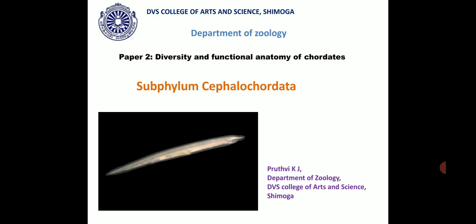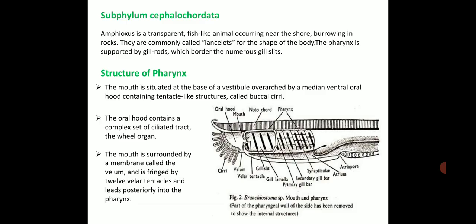Today we are discussing the subphylum Cephalochordata. In the last class we discussed the example of Cephalochordata, that is Amphioxus. We have seen the morphological characteristics of Amphioxus. Today we are going to learn about the structure of the pharynx.